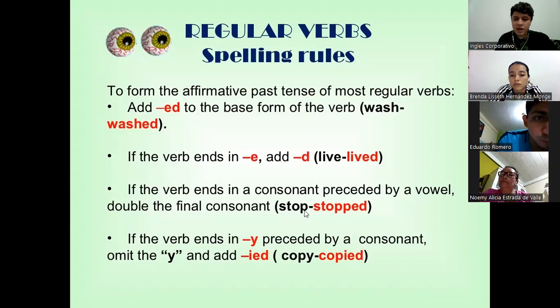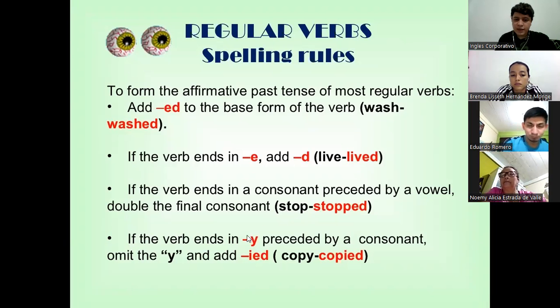So tenemos stop, vamos a doblar la última letra que es la P, right? Stopped, you see? Stopped. This is for spelling, right? Esto es para la forma de escribirlo, right? Stopped. Todos los que terminen consonant, vowel, consonant, consonante, vocal, consonante, y sea corta, vamos a doblar la última letra, okay? Like this one.